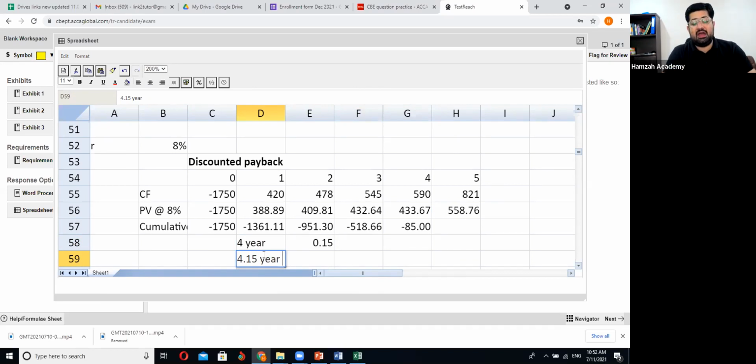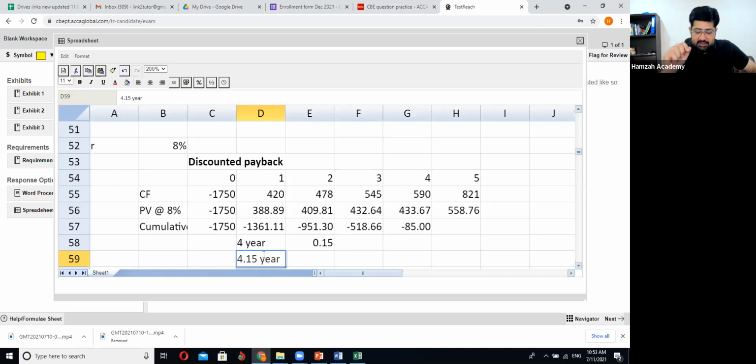Discounted payback has all the same drawbacks and advantages as simple payback. Only one drawback is removed: it considers the time value of money.